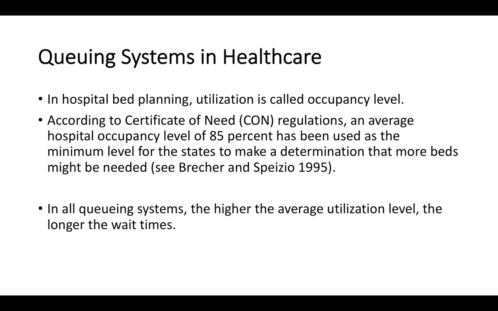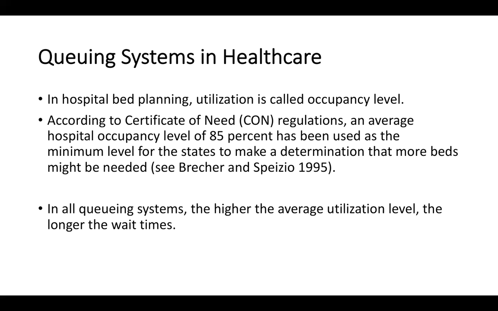So as we are planning for the number of beds in the hospital, definitely we want to look at the utilization of those beds. And the utilization of the beds in a healthcare unit is also called the capacity level. And the certificate of need that I mentioned, which has been adopted by two thirds of the states in the United States, is the one that actually needs this utilization data to let these hospitals, these healthcare units, expand their capacity and add beds.